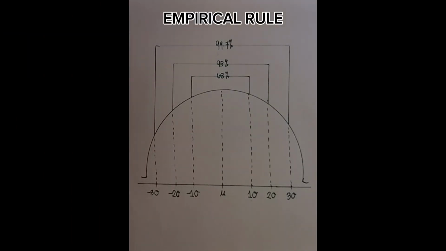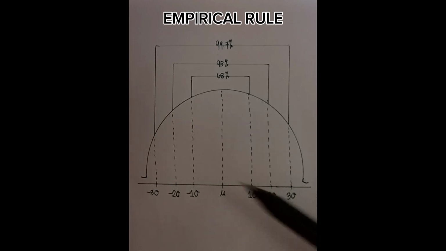The empirical rule, or the 68, 95, 99.7 rule. So the empirical rule tells us that 68% of the x values are within one standard deviation of the mean. 95% of the x values are within two standard deviations of the mean. And 99.7% of the x values are within three standard deviations of the mean. So knowing that, how would you calculate the area under the curve expressed as a percentage in each of these sections?